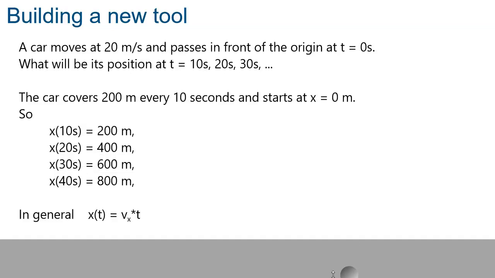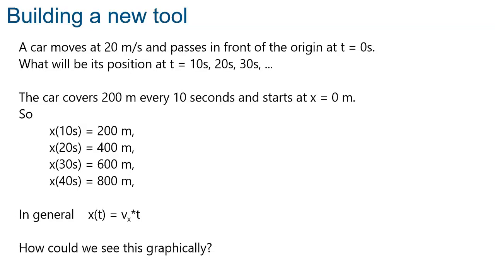We could have a more general formula that would just state that the position, in this case, would be equal to the velocity times time. Be careful, this is a simplified formula that only works for this particular case. But what I want you to think about is how could we see that information graphically?